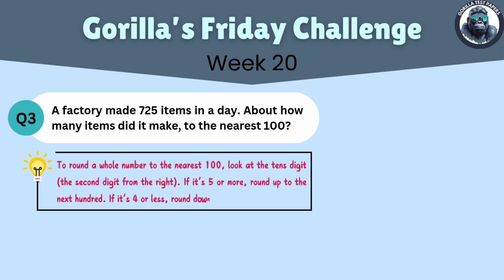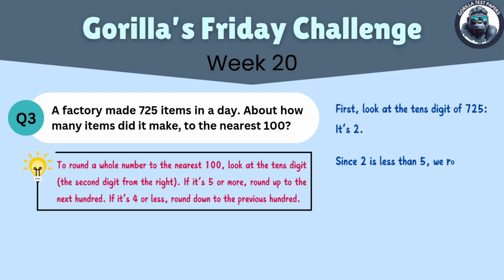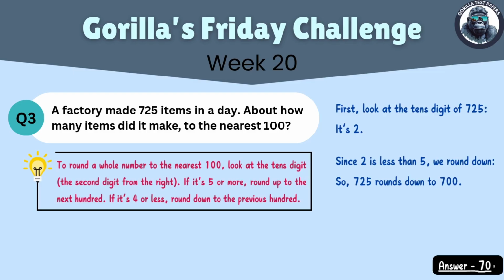So for this question, we first want to look at the tens digit of 725, which is 2, and since 2 is less than 5, we round down to the previous 100. So 725 rounds down to 700. This is the answer for this question.